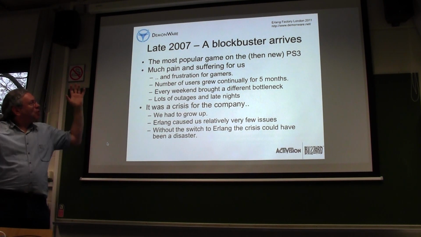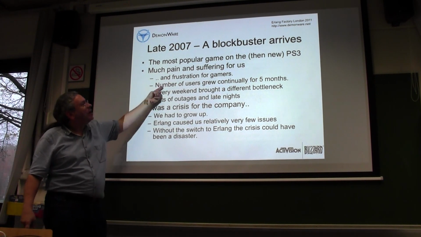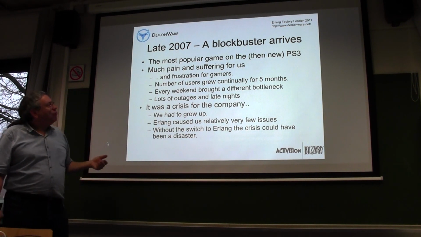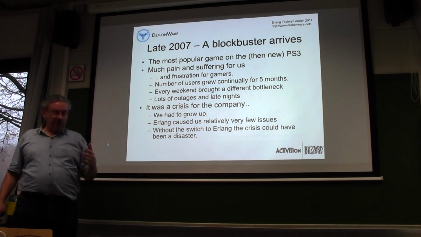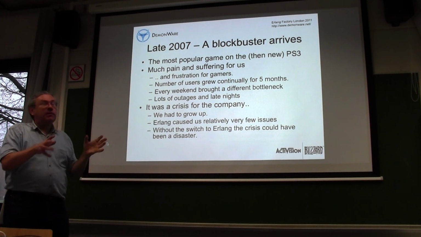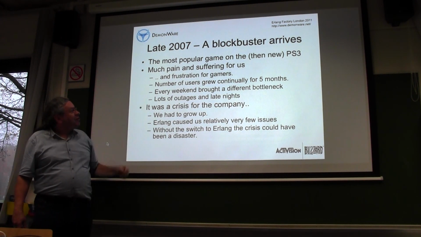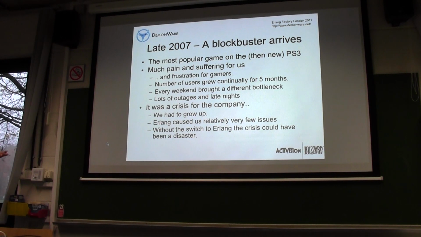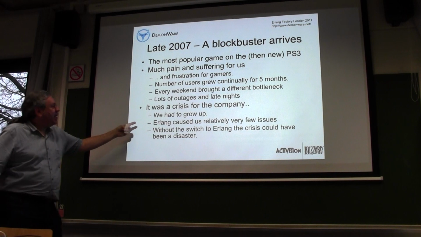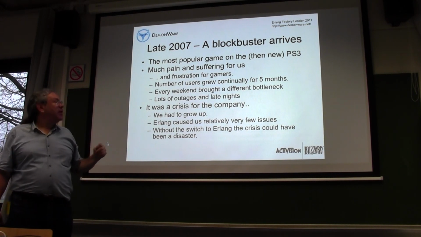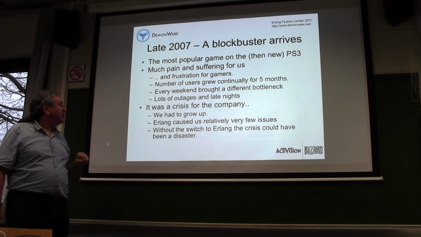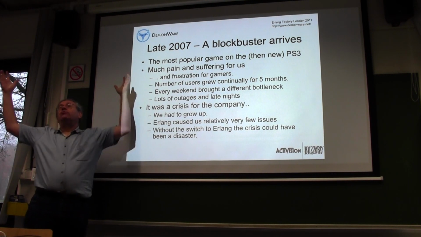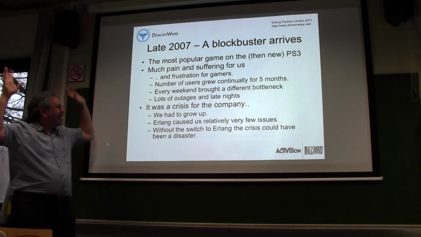And the number of users was always growing. 5 months, always growing for 5 months. New bottlenecks every weekend. Things were going wrong. They had bottlenecks to solve. Lots of outages and late nights. So this was like growing up for the company. Okay? They had to grow up. So before that it was a small company, 20,000. And now, all of a sudden, ooh, they're in the big leagues, okay?